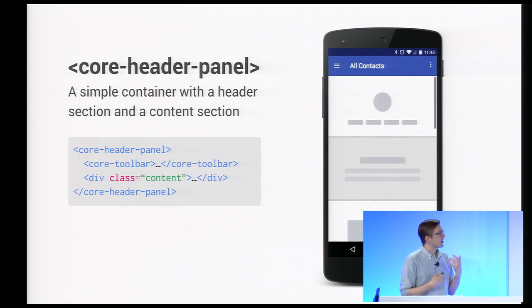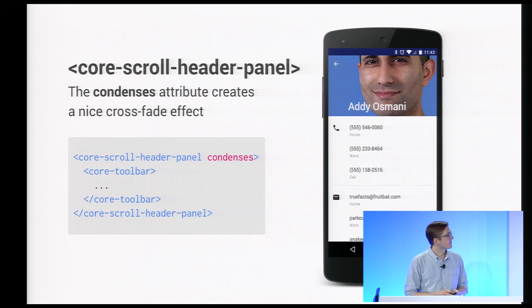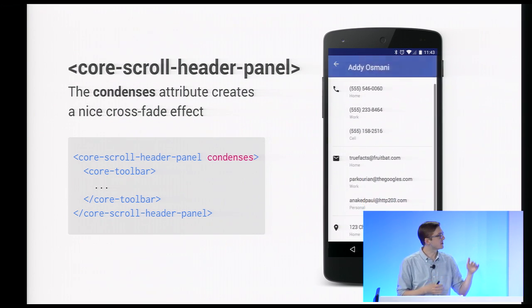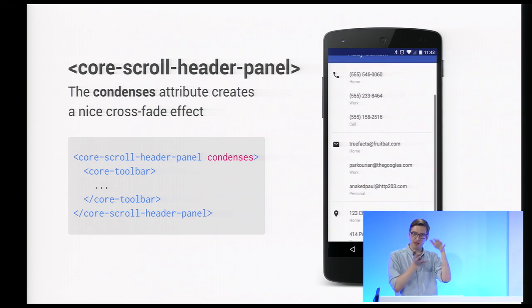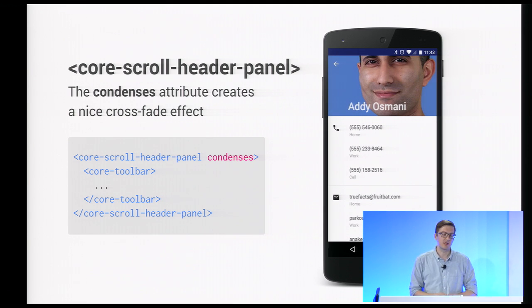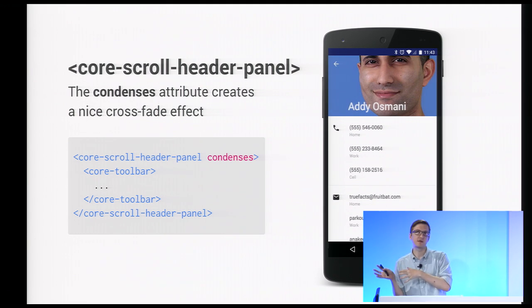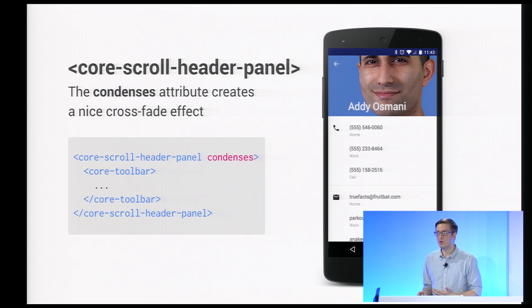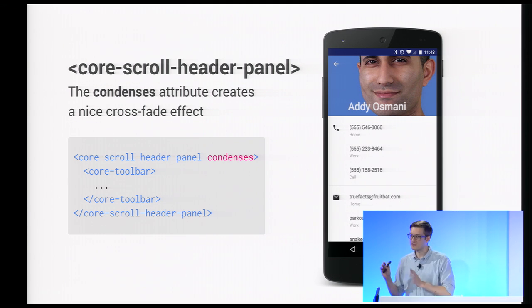Now, when someone's actually looking at one of my contacts, I want to have this cool big shot of Addy Osmani's face, basically. And I want it to do this cool animating effect. So as the person's scrolling down, it collapses and cross-fades with the background image. And to do that, I'm using a cousin of the core header panel called the core scroll header panel. It's basically the same component, but it adds this nice condenses attribute, and it gives me that cool effect.